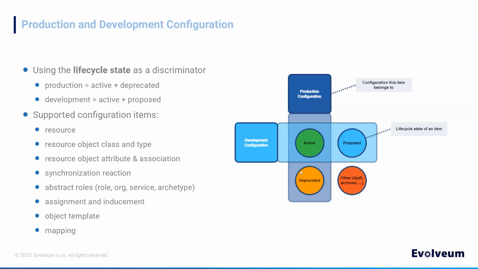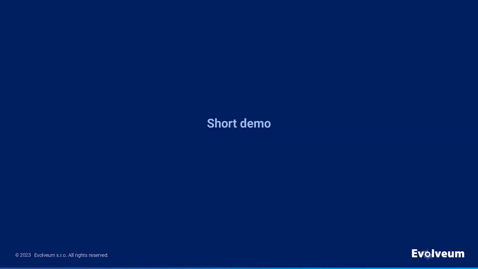Well, first, of course, resource definition, object classes, object types, their attributes, associations, synchronization reactions, abstract roles, that means roles, orgs, services, archetypes, their assignments, and inducements as well, object templates, and all the mappings. Now, let's have a look at a short demo.